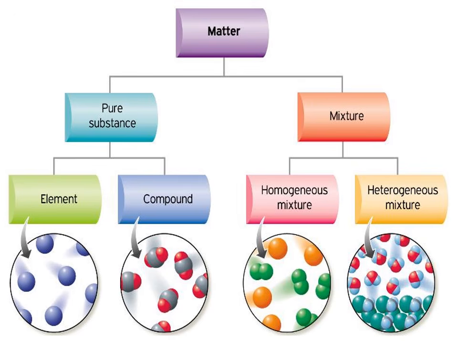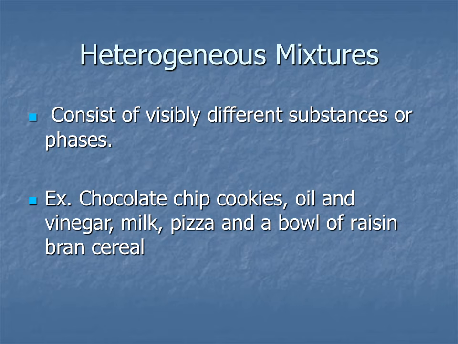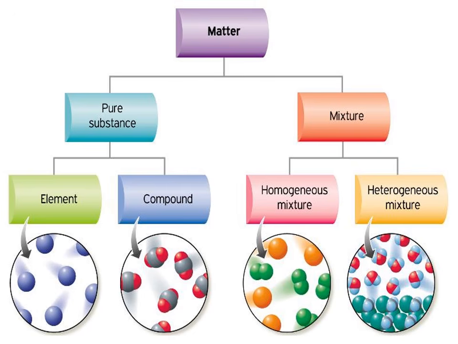Can pure substances be mixtures? No, because mixtures are made of different things. Okay, pure substances, same throughout. Mixtures, not the same throughout. All right, heterogeneous consists of visibly different substances. So chocolate chip cookies, oil and vinegar, pizza, gorp. Let's use gorp. Gorp is a heterogeneous mixture with lots of different things in it.